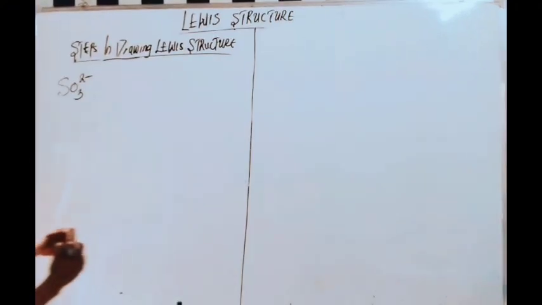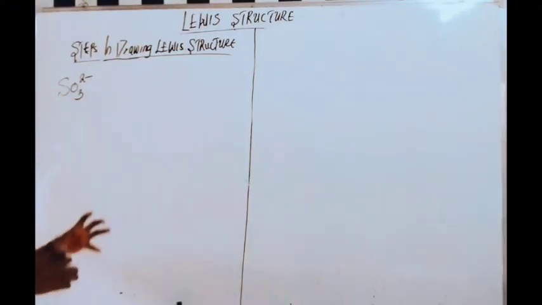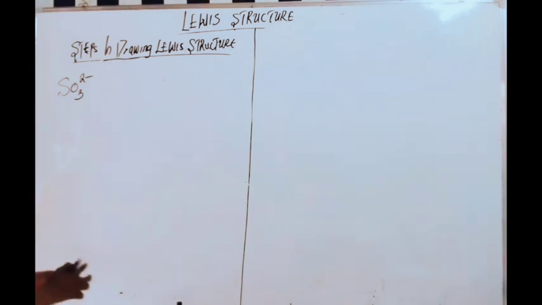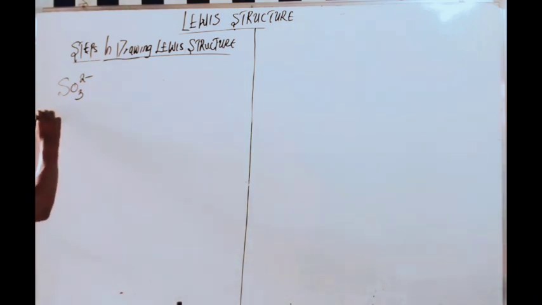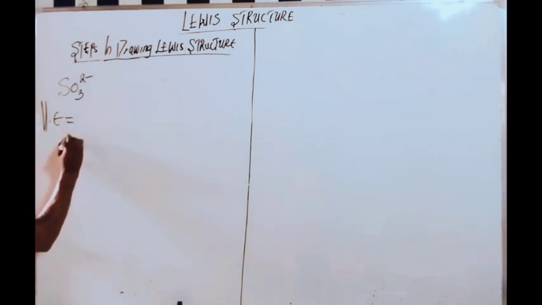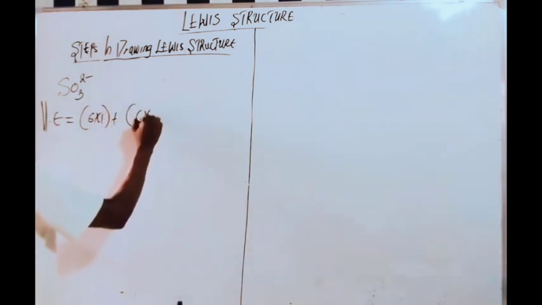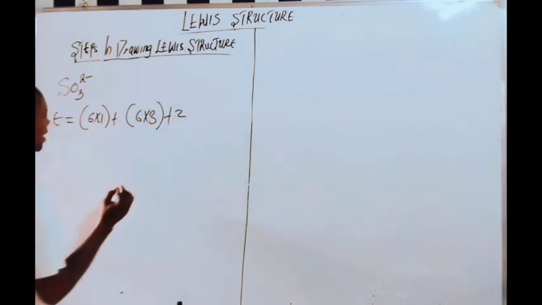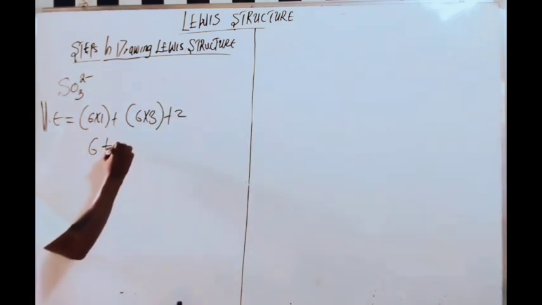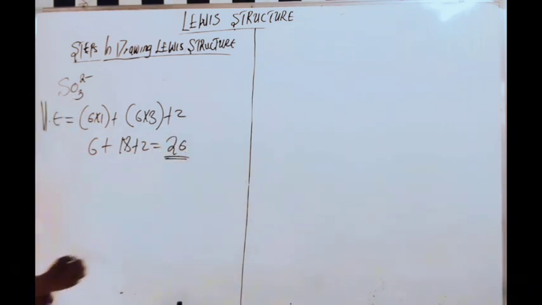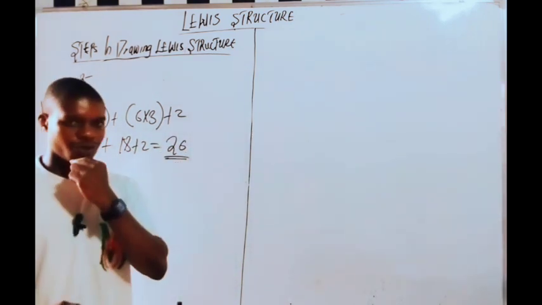SO3 2 minus. Let's look at SO3 2 minus here. Let's look at the total valence electrons. So therefore, let's draw SO3 2 minus. Calculate the total valence electrons, which is VE. Total valence electrons equals 6 times 1 plus 6 times 3 plus 2, right? So 6 plus 18 plus 2 is going to be 26 valence electrons, right?